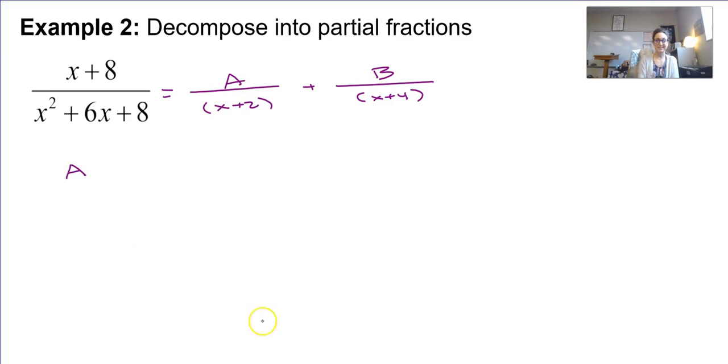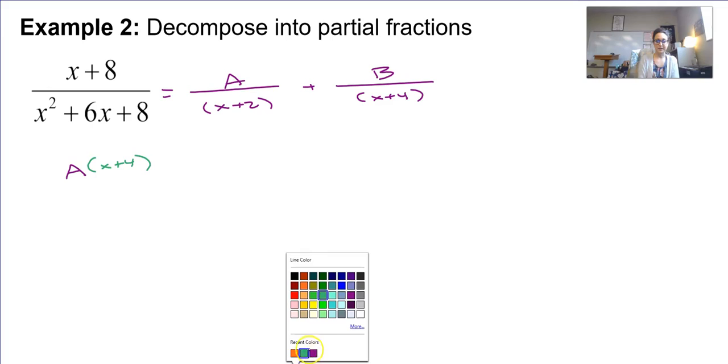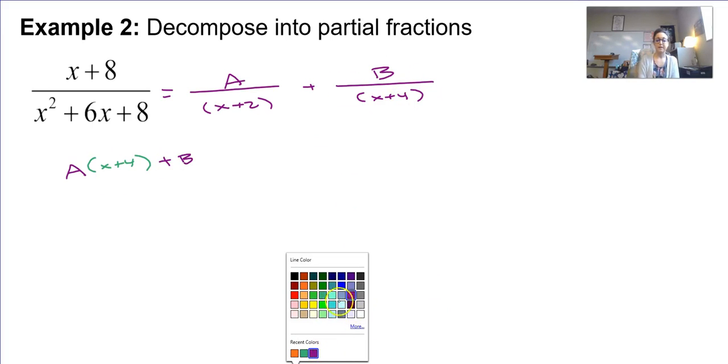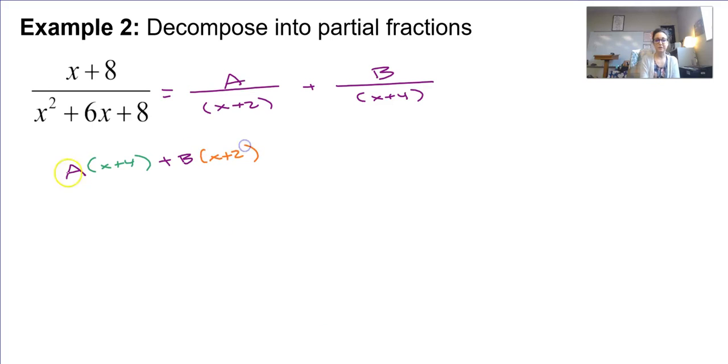It's missing the x plus 4, right? Again, if I were to add those fractions together, I would need to multiply fraction b, numerator and denominator, by what? By the missing factor, which is x plus 2. So what I have so far right here, that would be my new numerator if I were to combine those two fractions, right? And I need it to equal my old numerator, x plus 8, okay?